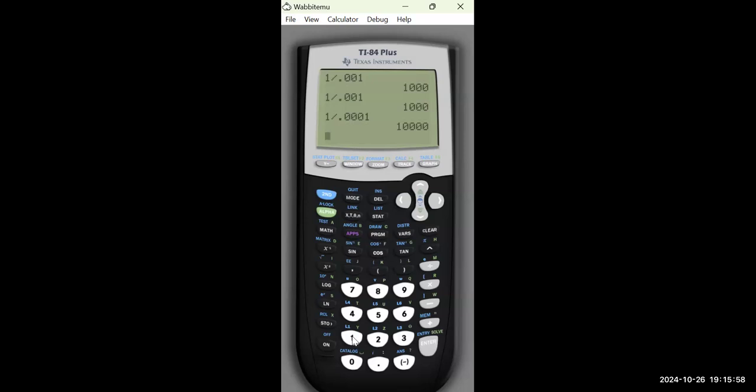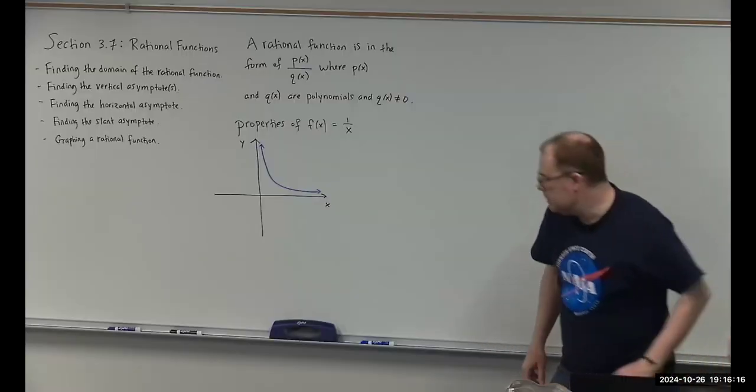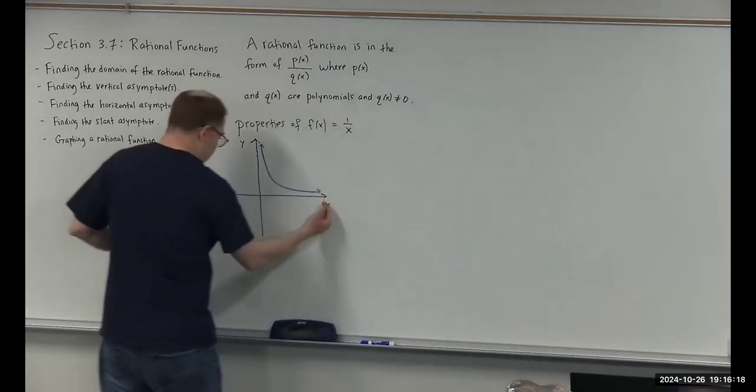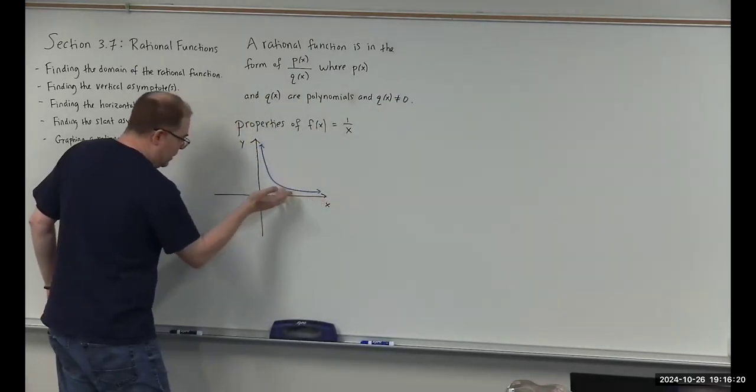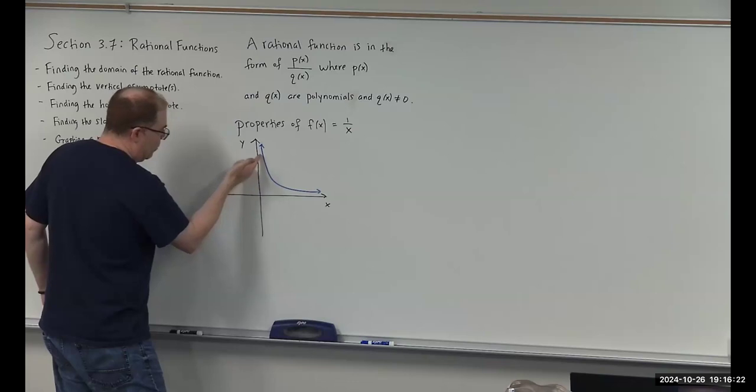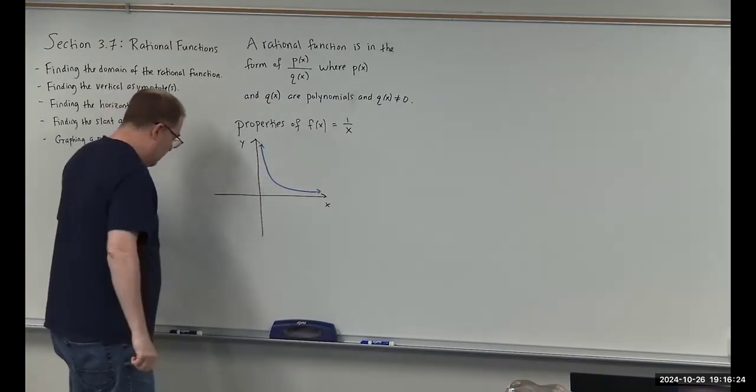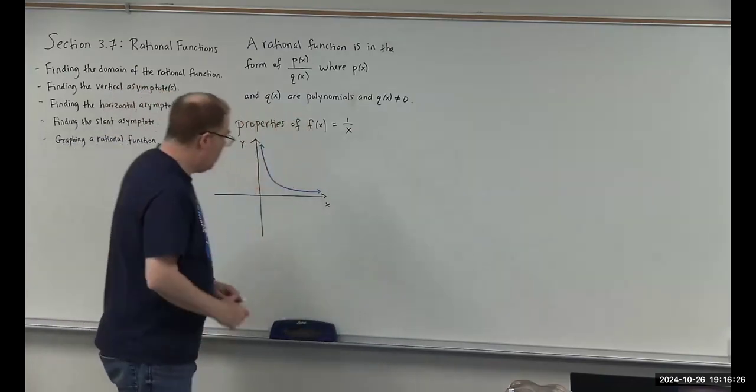All right, so you can obviously see that the output values are getting larger and larger as x approaches zero. And in this case, we're letting x approach zero from the right side. So as x approaches zero from this side, you can see that the values are getting larger and larger and larger.